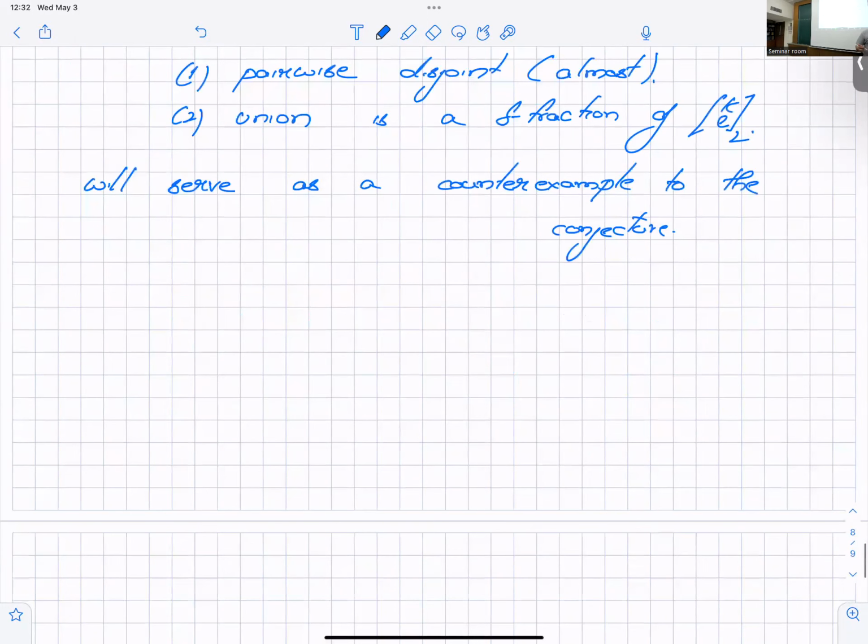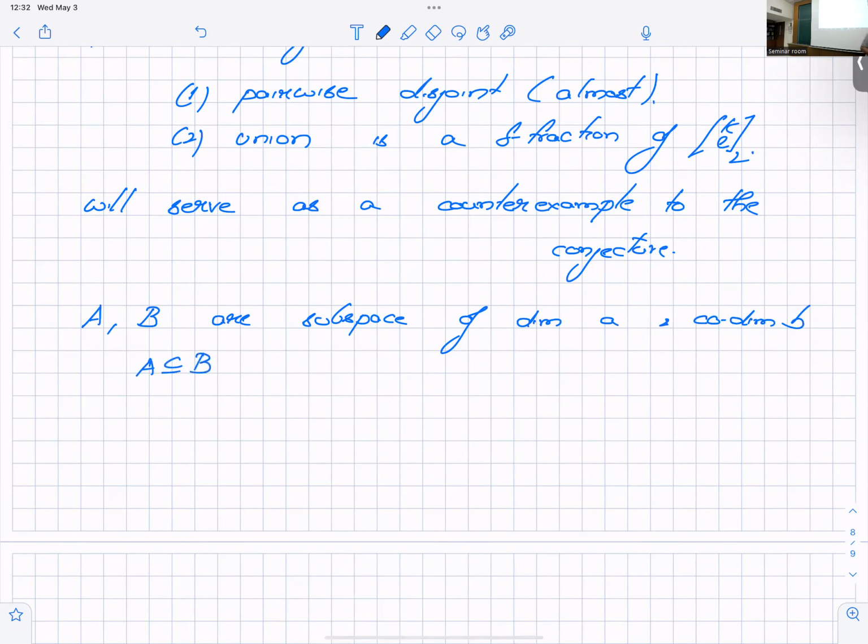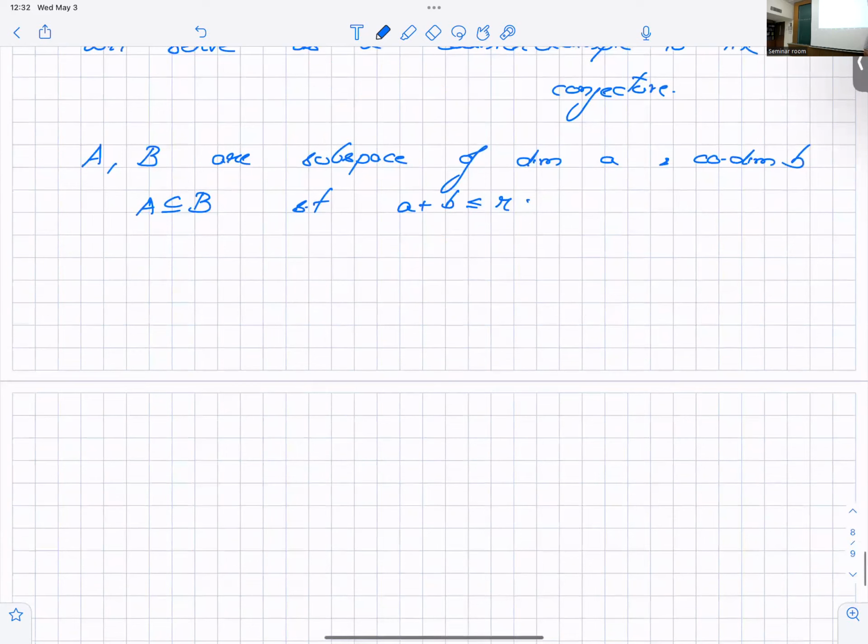So what we're going to do, more generally, is construct S of A comma B. A and B are subspaces, of dimension A and codimension B, and A is a subset of B, such that A plus B is less than or equal to R. Pictorially it looks like this.